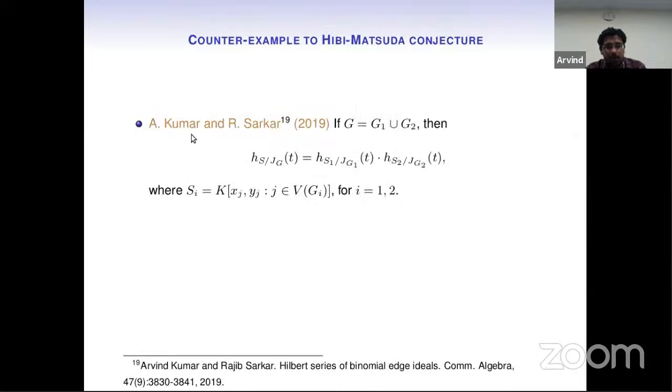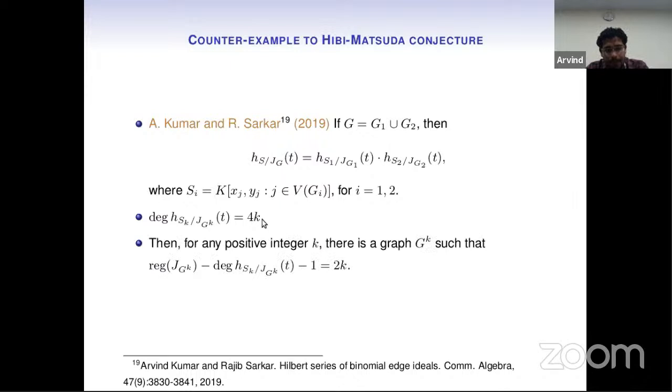And this is by a result of myself and Rajib Sarkar. We proved that if G is G1 union G2, then the H polynomial is the product of the H polynomial of the binomial ideal of G1 and the H polynomial of the binomial ideal of G2. Using this recursively, we obtain that the degree of the H polynomial of this graph G_k is 4k. So the difference is actually 2k, and this can be made pretty large.